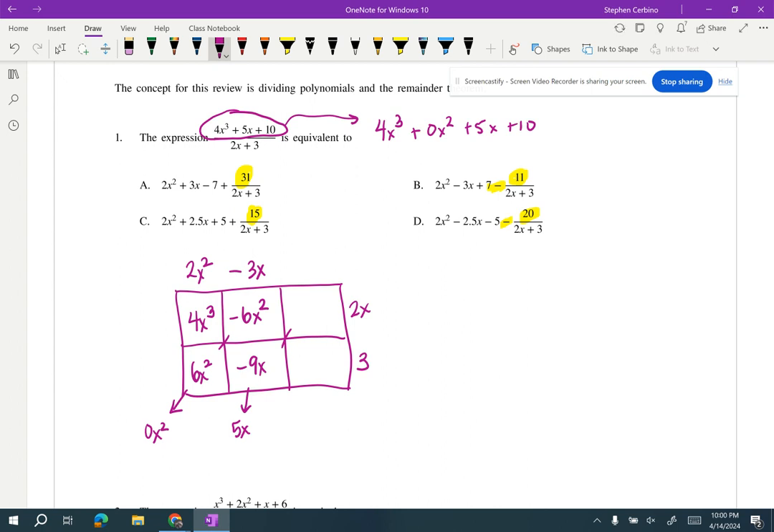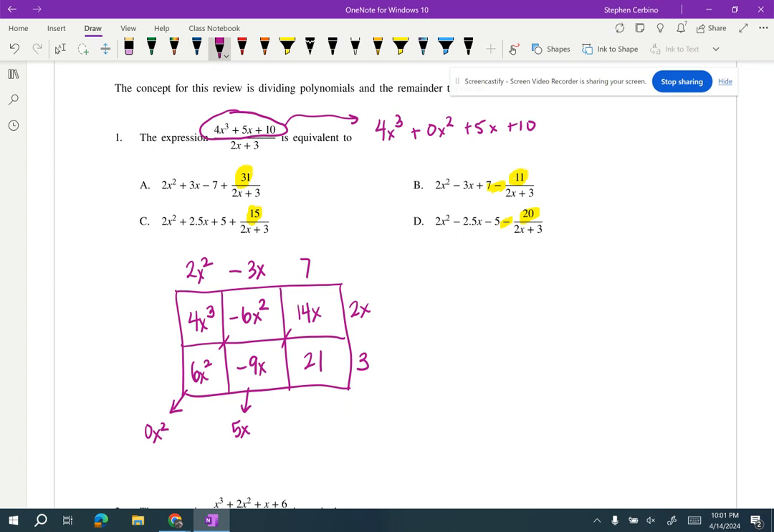So then we have to think, what could I add to negative 9 to make positive 5? Well, since I want to make it positive, I have to make a number bigger than 9. So we're going to go with 14 there. And we want it to be like terms again, so I'll make that x. Then we have to ask ourselves, what could I multiply 2 by to make 14? That would be 7. And this last box then becomes 21.